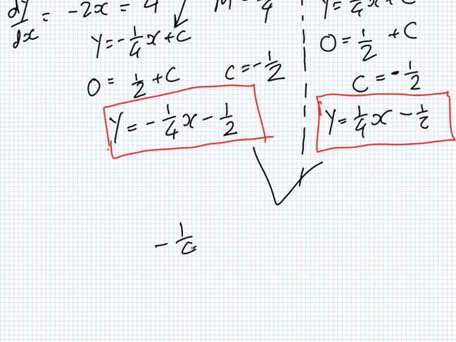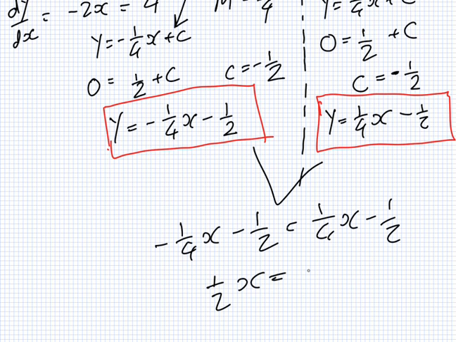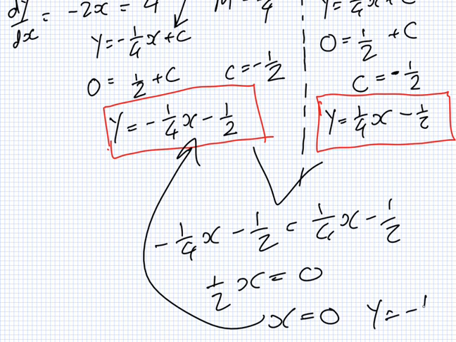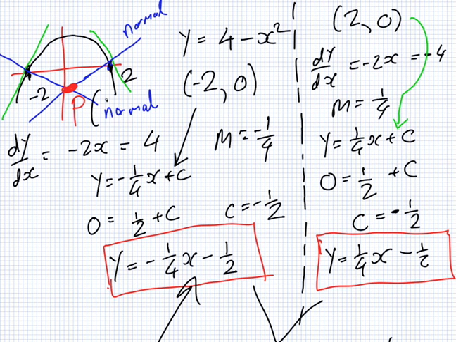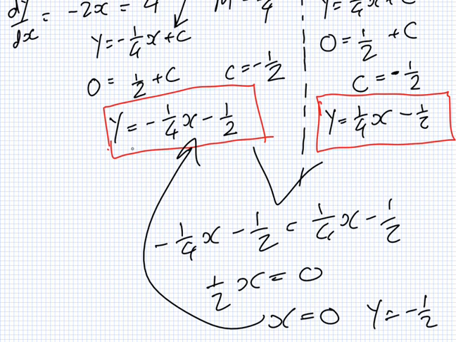So we have minus a quarter x minus a half equals a quarter x minus a half. So you get a half x equals 0, so then x equals 0. You put that back in and you get y equals minus a half. So these meet at the point 0, minus a half. They sometimes do this in the exam, you know, they would say find the tangent here, find the normal here, where do they meet? You get this in the exam sometimes.